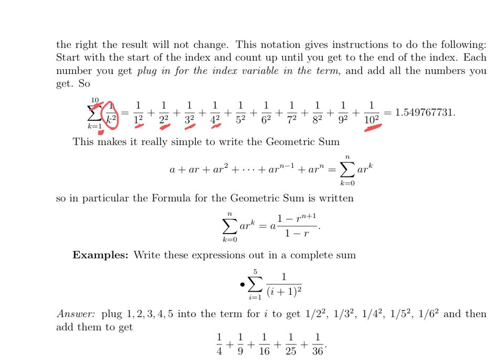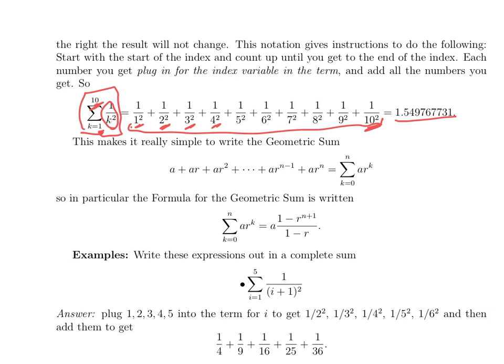Okay, so that step turned this compact little thing with the scary sigma sign into a big long thing with no scary sigma sign, and it represents that sum. In this case, with my calculator, I got that the sum was 1.54976. So any big sum can be written very succinctly that way.